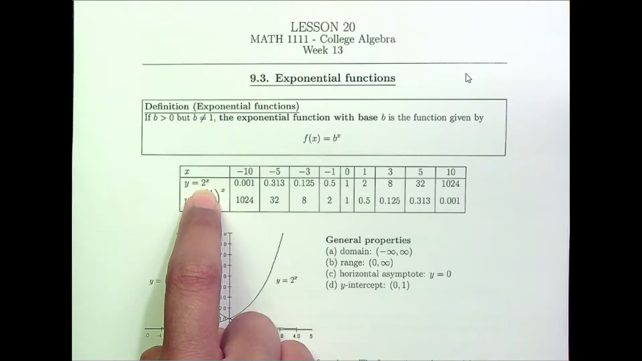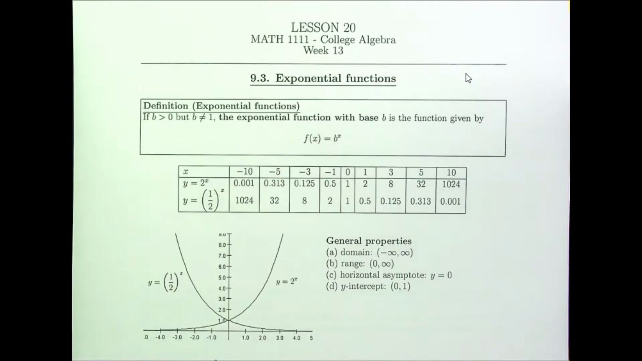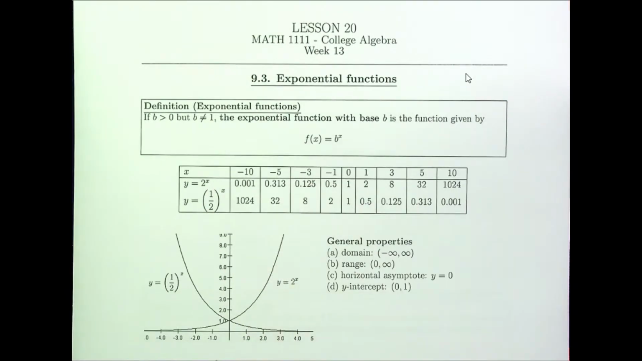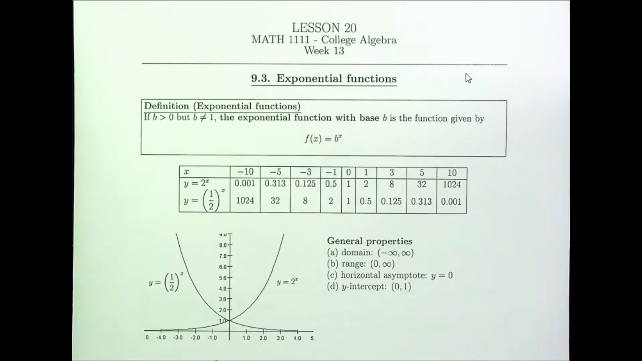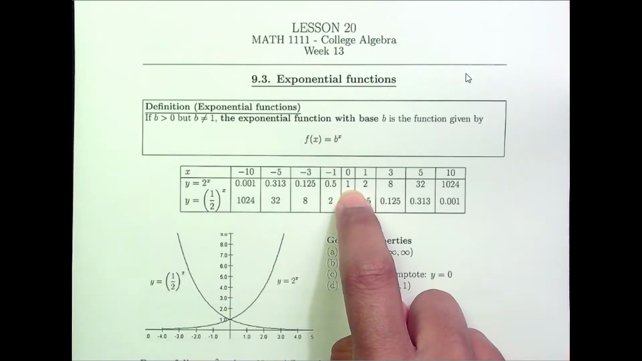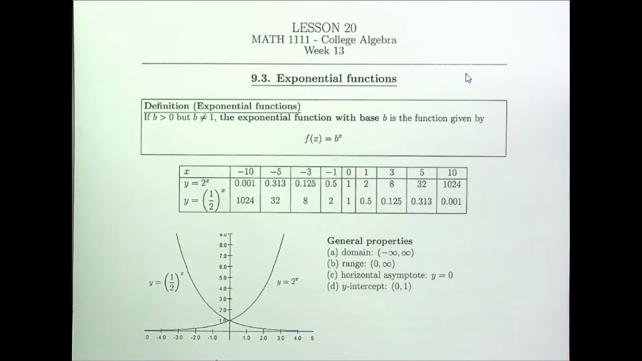So in order to figure out what the graph of this function looks like, we can start by making a table of values and plug in a bunch of different random numbers, easy numbers, whole numbers, so you can easily plot them. So suppose you plug in 0. So 2 to the 0 is 1. And then suppose you plug in 1. 2 to the 1 would be 2.